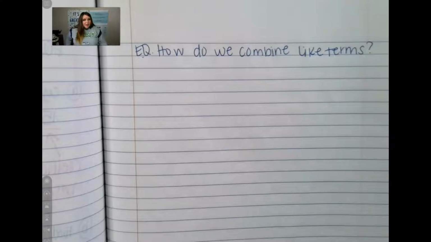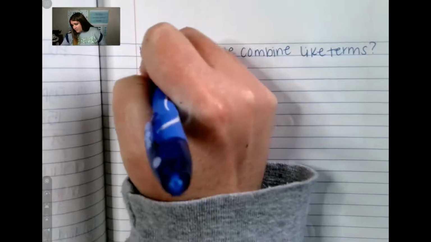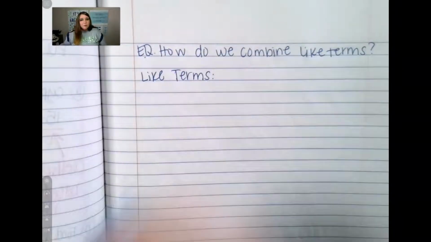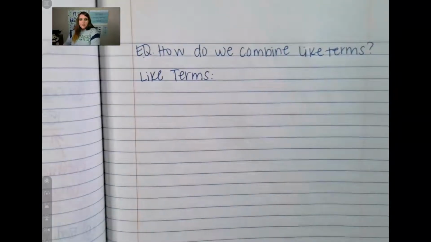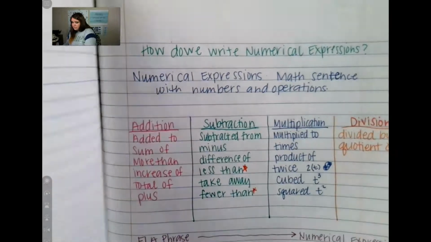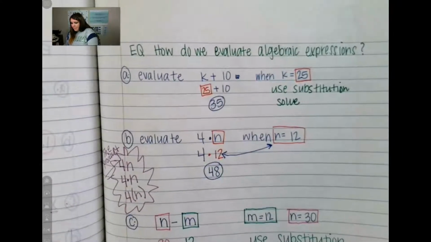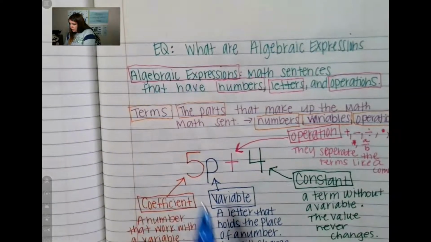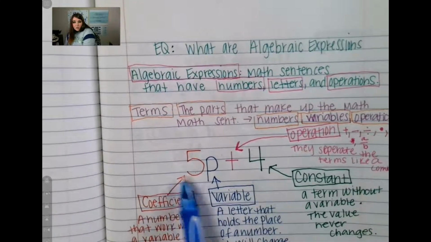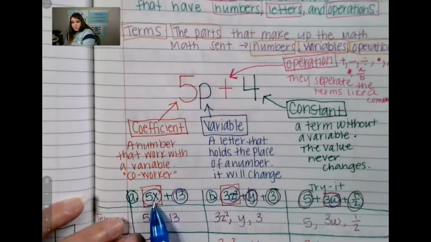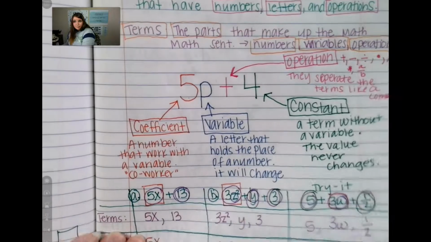All right. First thing we have to do is look at what our like terms are. What are terms and what are like terms? Well, if we remember from a couple lessons ago, we looked at terms being the things that made up the algebraic expression. So we had the terms and we listed them.